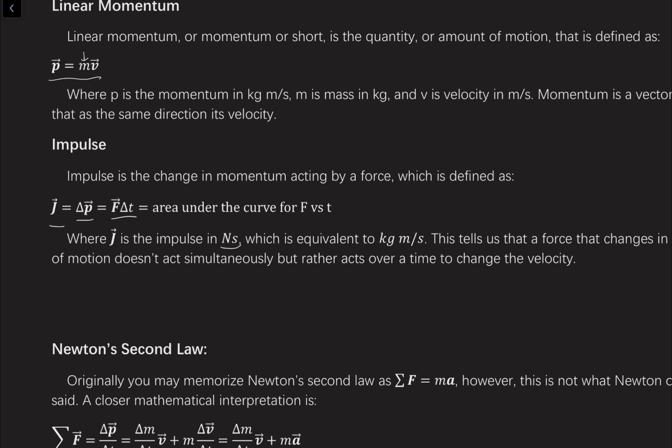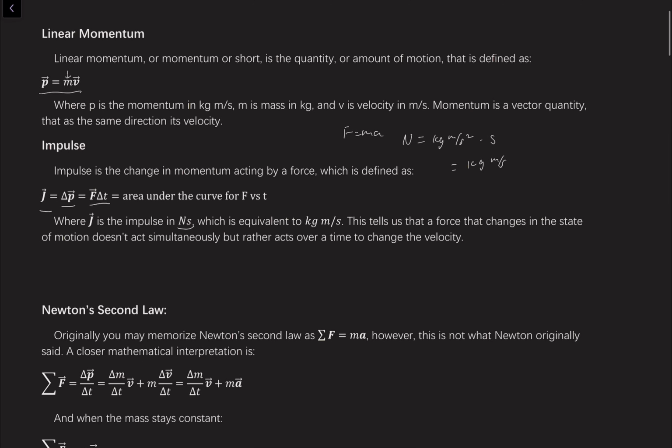We can see that it is equivalent to kilogram meter per second. If we recall Newton's second law, F = ma, the newton is equal to kilogram meter per second squared. If we multiply by seconds, this gives us kilogram meter per second, which is our momentum unit. This also shows that a force that changes an object's velocity must act upon the object for some certain time, because when the time is equal to 0, it doesn't do anything to the velocity. It doesn't change the motion.